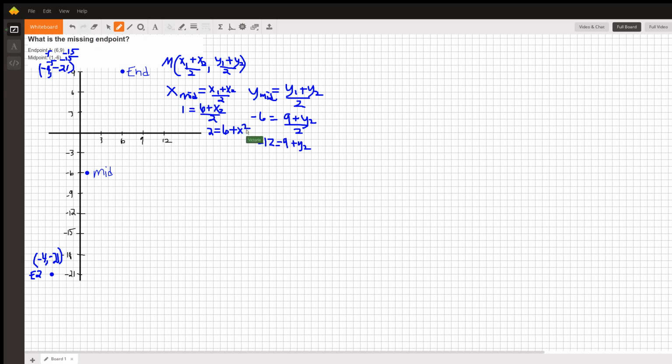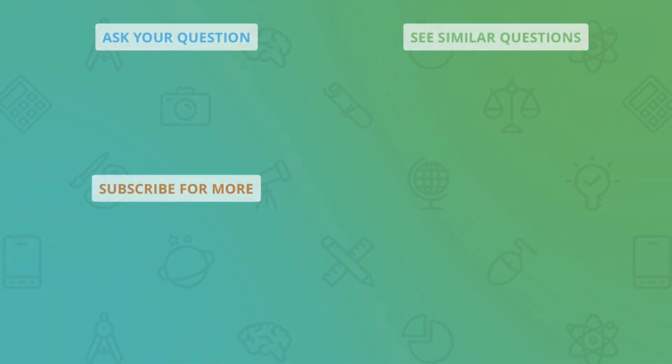This isn't x squared, it's x2. And then you solve, you subtract 6 from both sides and get -4 is x2. And when you subtract 9, you get -21 is y2. So again, we get the point -4, -21. Take your pick. Whichever way you understand better is probably the way you should do it.